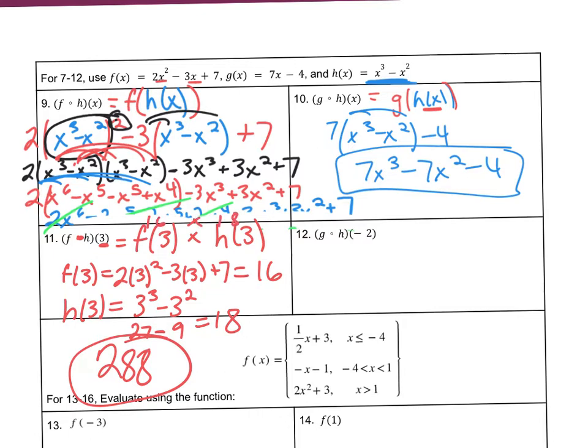Okay, moving right along, g of h of negative 2. Okay, so this one is a composite function, so I just need to find h of negative 2 and plug that into g.